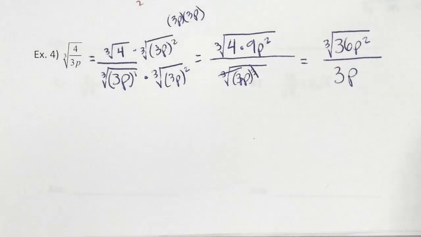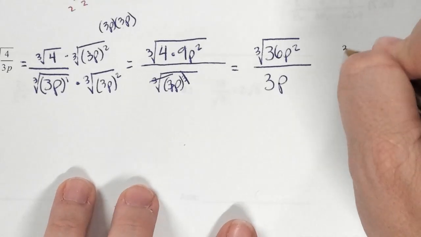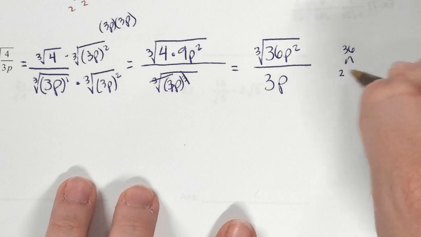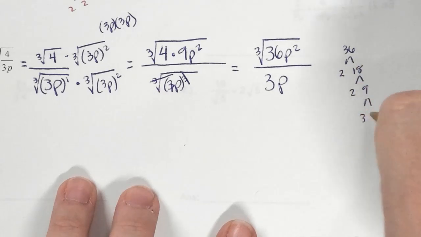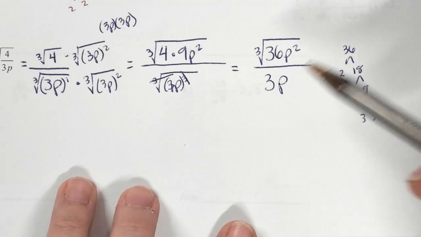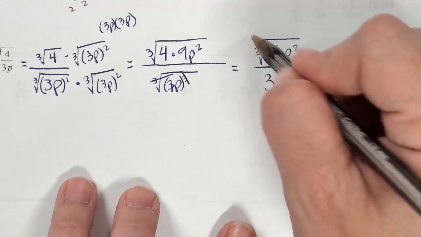And we have to just make sure that that doesn't simplify. So we can break down our 36. I know 2 goes into 36 18 times. 2 and 9, 3 and 3. Well, this is a cube root. Does anything match 3 times? No. No, so this is my simplified answer. 3 doesn't go into 2, so we're done.